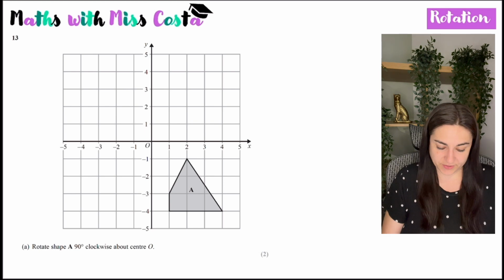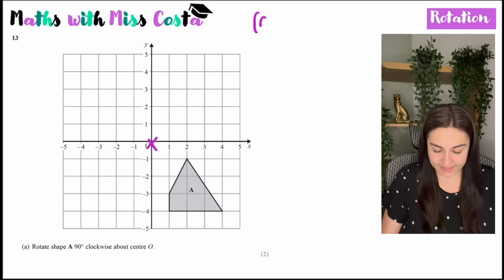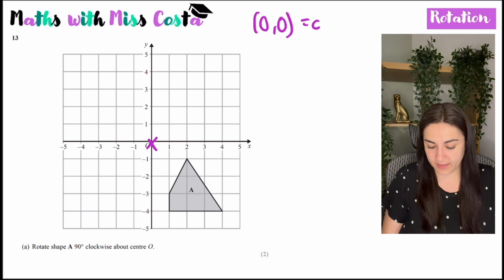Next, I've got a rotation question. So I need to rotate shape A 90 degrees clockwise about the center O. So O, the center, is 0, 0. It's also sometimes referred to as the origin.